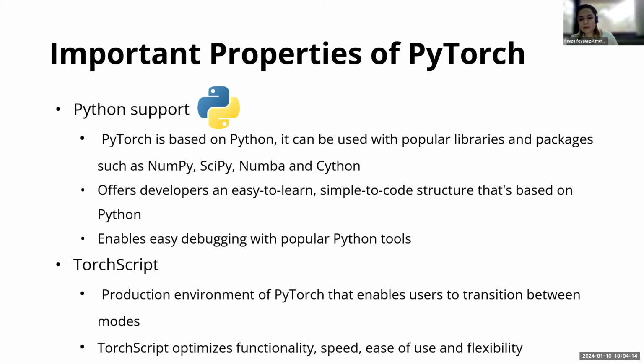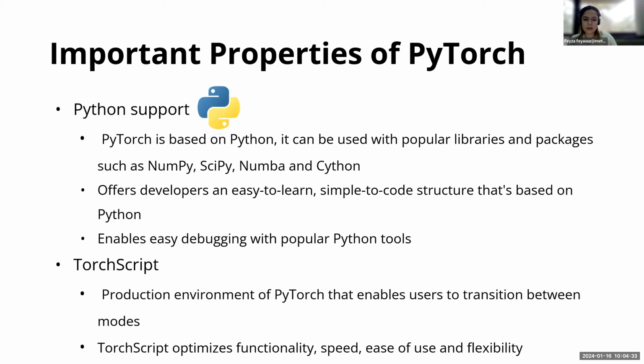So why are we interested in PyTorch in the deep learning community? One of the most important properties of PyTorch is its Python support, because Python is a very readable and easy to understand programming language. And also we can combine PyTorch with different popular libraries such as NumPy, SciPy, or even Python. And we can use PyTorch for efficient debugging in Python. As you all know, we have really sophisticated tools for Python debugging.